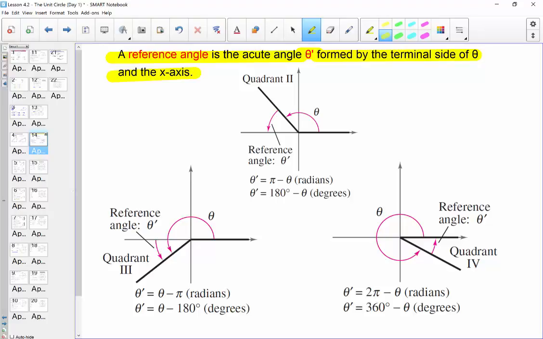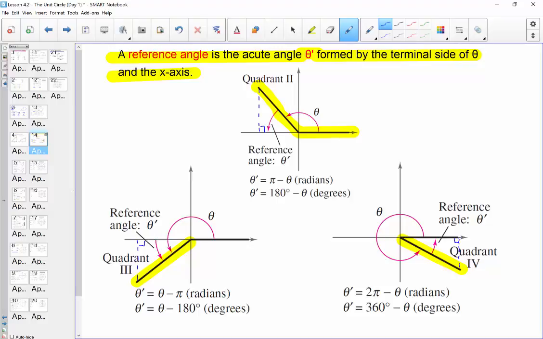Recall that an angle in standard position is an angle that starts at the positive x-axis and has an ending or terminal side. Here it is in quadrant 2. In quadrant 3, the terminal side is located here, and in quadrant 4, the terminal side is located here. Next, we need to form a right triangle with the x-axis. So in quadrant 2, we'll form a right triangle with the x-axis. We'll do the same thing in quadrant 3 and in quadrant 4.